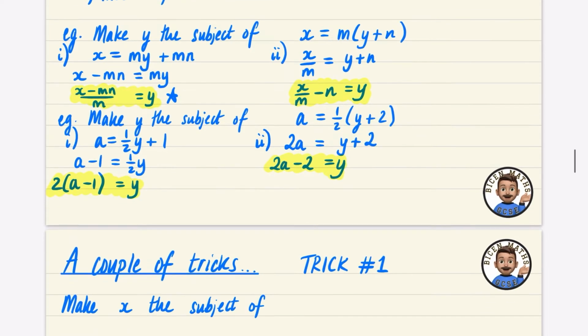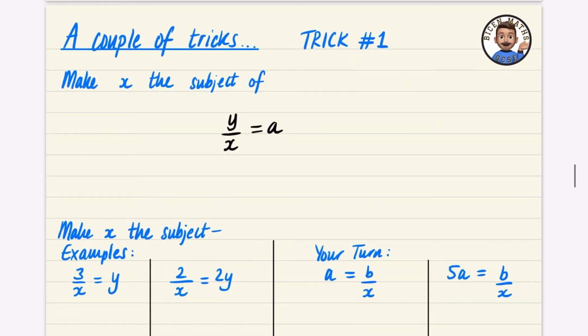Okay, we're going to have a look at a couple of tricks now, and we're going to have a look at this trick where the x, or the variable you're looking for, is in the denominator. So trick number 1: the variable or the subject is in the denominator. Okay, let's do the normal method. Let's take y divided by x. I'm trying to make this the subject. I don't like it in the denominator, so I'm going to multiply by x to get rid of it.